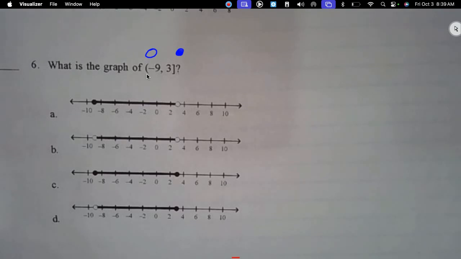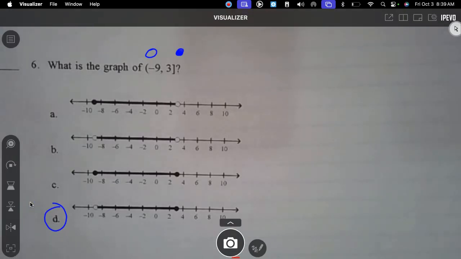Which one matches it? You said D? Yep, -9 open circle to a 3 closed circle. It is D. See, it's just weird. It's different. I forgot I taught y'all a little bit of this though. Do y'all like that? These aren't bad, are they? Just strange. Okay. And then we have things like infinity. Remember we learned infinity and negative infinity? Infinity means it would keep going that way, right?